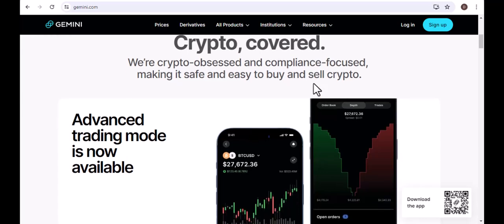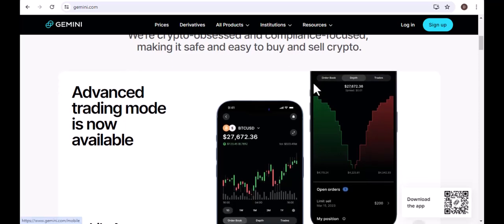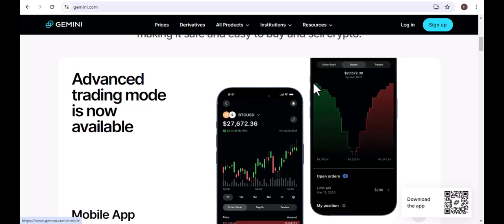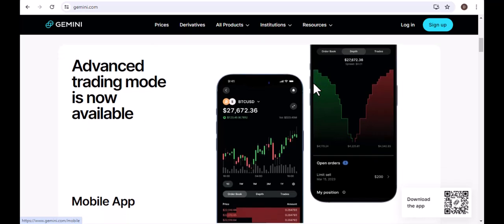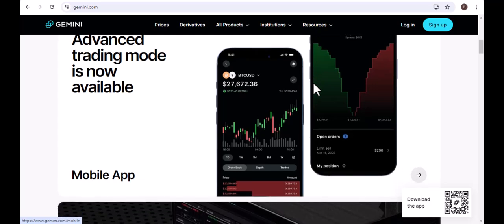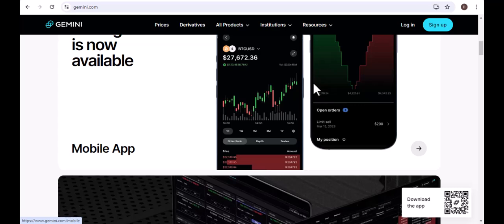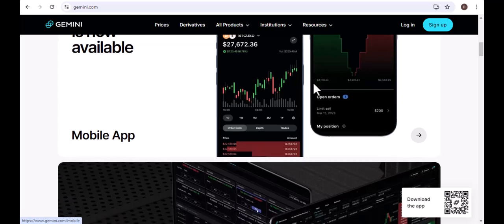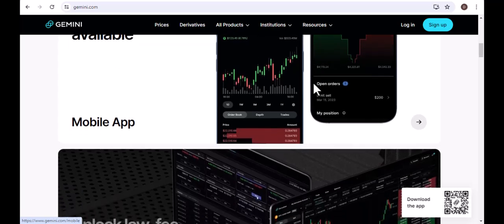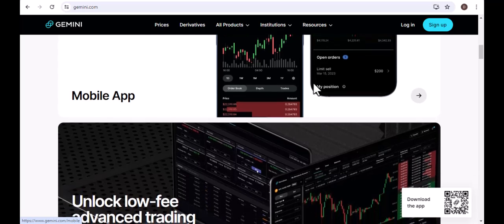behind. This is where a powerful platform like Gemini ActiveTrader comes into play. It's designed to transform your trading experience, offering a comprehensive suite of tools, advanced order types, and a more intuitive interface to help you navigate the volatile crypto markets with confidence. So, if you're ready to graduate from basic crypto buying and selling to a more sophisticated and strategic approach, then you're in the right place.